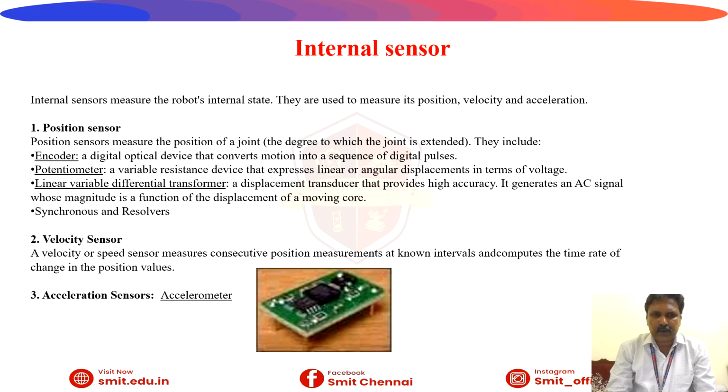They include the encoder. First is the encoder, a digital optical device that converts motion into a sequence of digital pulses. Whatever motion is there will be converted into pulses. Then the potentiometer, a variable resistance device that expresses linear or angular displacement in terms of voltage. So that is variable resistance, whatever is happening, it expresses the linear or angular displacement in terms of voltage.